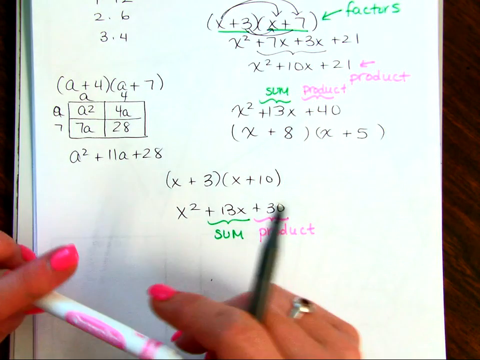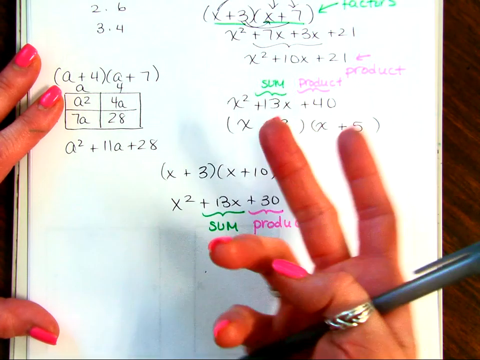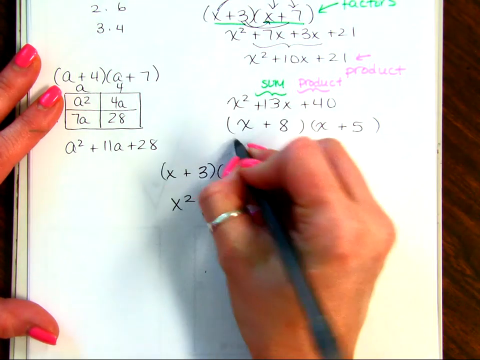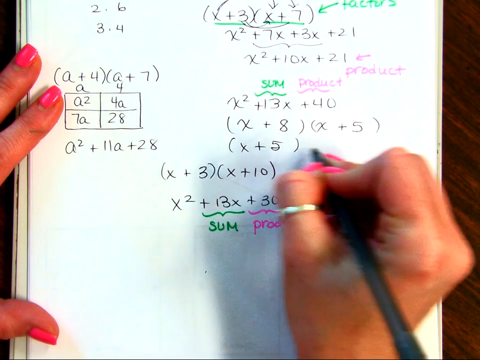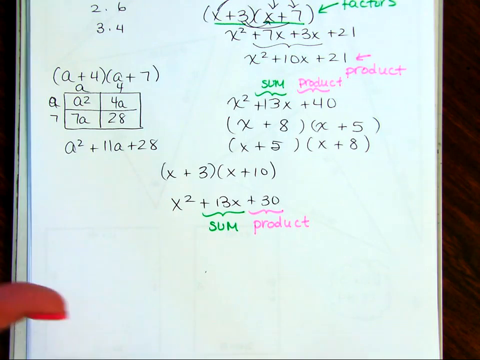Yeah. Okay, let's do another one. No, it does not. If your parentheses are reversed, if you have the x plus 5 here, totally fine. And the reason for that is because multiplication is commutative, right? And the order does not matter.